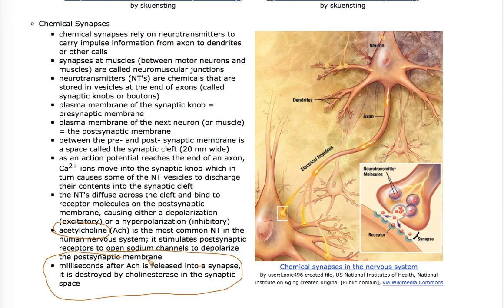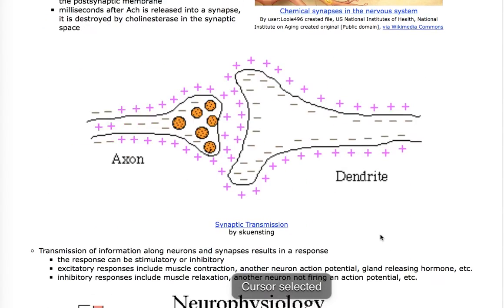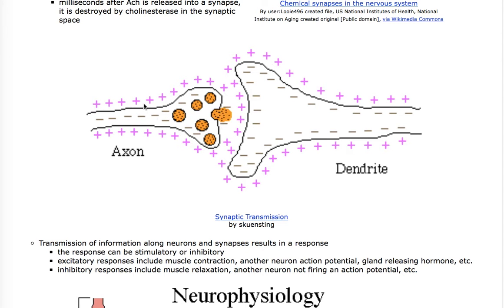Milliseconds after the acetylcholine is released into the synapse, it's broken down by a special enzyme called cholinesterase. If it stays in here, we would become paralyzed and die. So the acetylcholine has to be destroyed as soon as it's used, and then it's recycled back into the axon terminal for more uses.